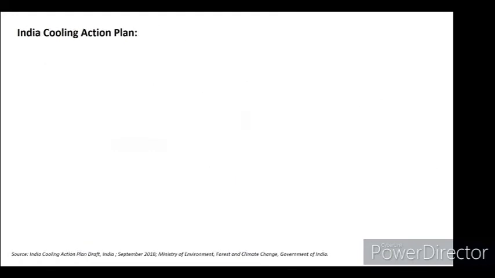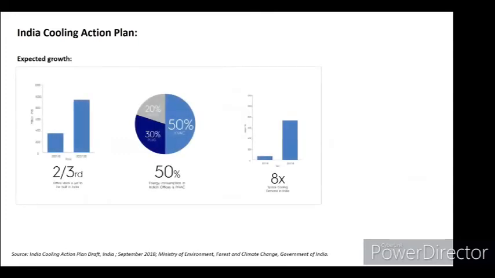In the Indian context, India has drafted a plan called the India Cooling Action Plan. So we all know global warming is happening, and we need to create more passive strategy buildings. But what has been done on the government side? They say that office spaces are going to increase by more than 2/3 in the next 20 to 30 years, and the cooling demand is going to increase almost by 8 times. Well, you can see in the graph over here, the energy consumption is mostly from the HVAC systems, and we need to design much better solutions.